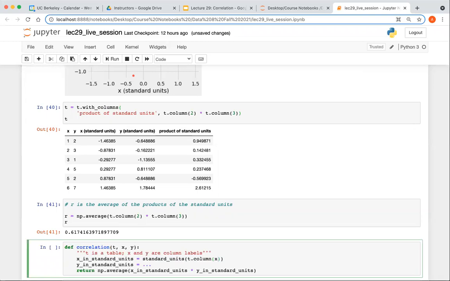Quotes, no quotes. Okay, this is why I had the blank there. This argument X is the label of a column. It already will have quotes, right? So you just pull that argument down here. And for Y, you do the same thing, except you have Y instead of X.